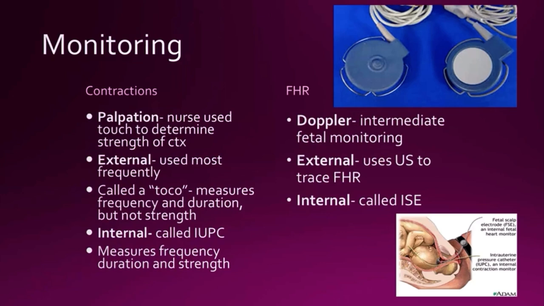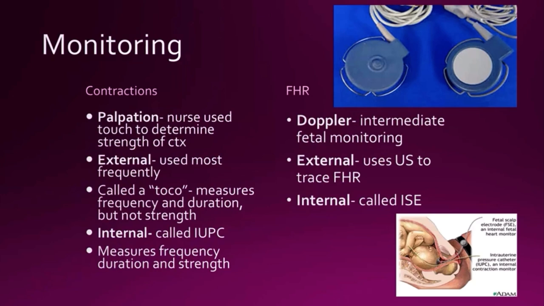There is an internal version of contraction monitors that are only placed by the healthcare provider, and we don't use them very often because they do carry some risk and they are invasive. The internal monitor is called an IUPC, which stands for intrauterine pressure catheter. And it tells us everything. It tells us the frequency, the duration, and the strength of the contractions. So there is some benefit to having that in place, but we don't always place those because it does carry some risk, and it's not scope of practice for the nurse. So by far, the most common way that we're going to check for contractions is external monitoring.